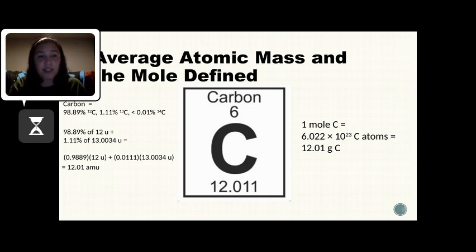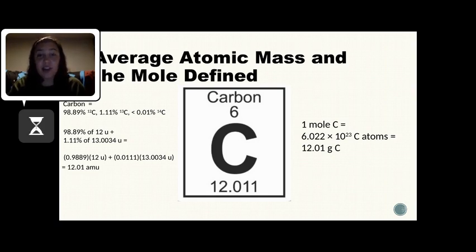Okay, so now we can say that if we use those percentages and the weights of those individual isotopes, we'd say, all right, 0.9889 times 12 AMU and 0.0111 times 13.0034 AMU gives us an atomic average of 12.01 AMU, meaning that one carbon atom we would expect would weigh around 12.01 AMU.